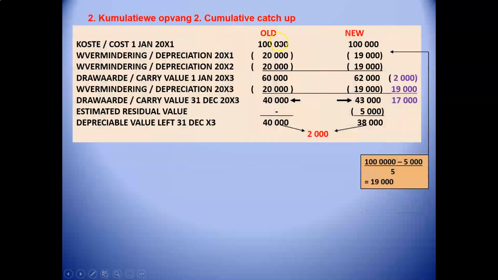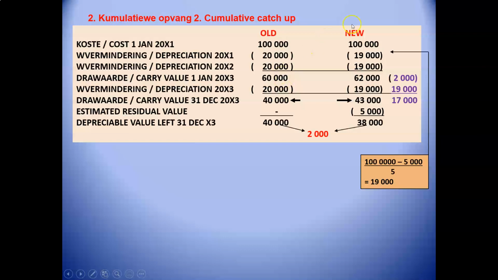Good. Again, old method, new method, difference. So we're going to start here at the cost price of the asset. The cost price of the asset on 1 January was 100,000. We've written off depreciation in 21 under the old method, 20,000. In 22, old method, 20,000, which brought us to the carrying value of this asset at the beginning of the current financial year, where the change in estimate took place, of 60,000.